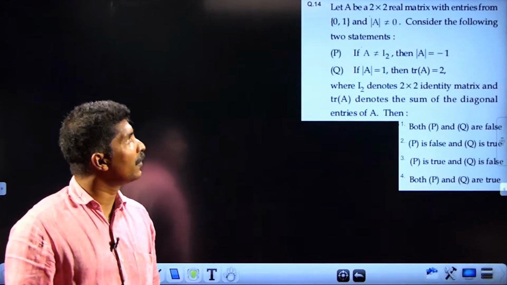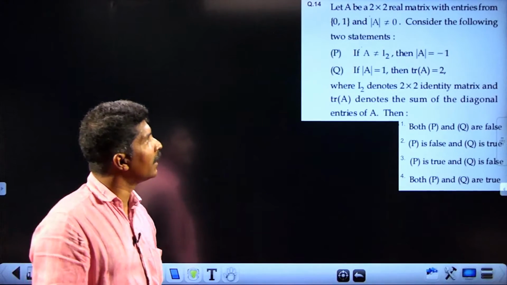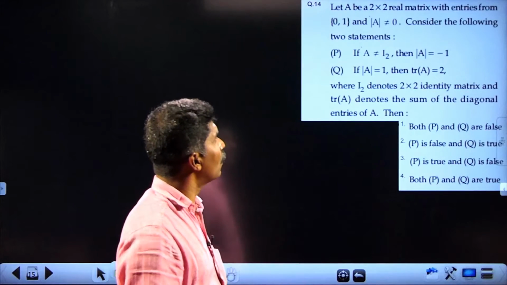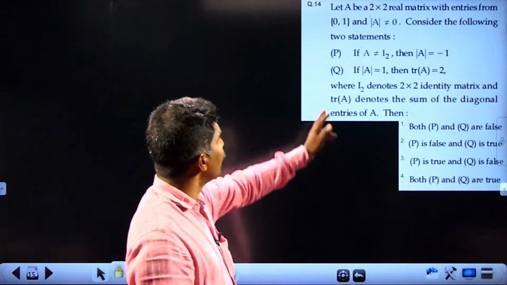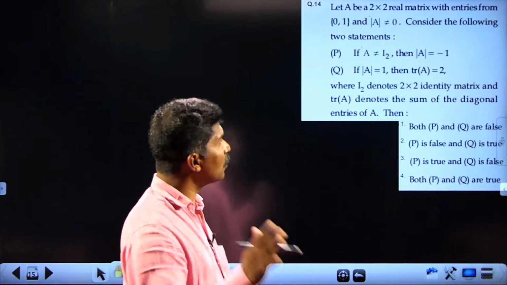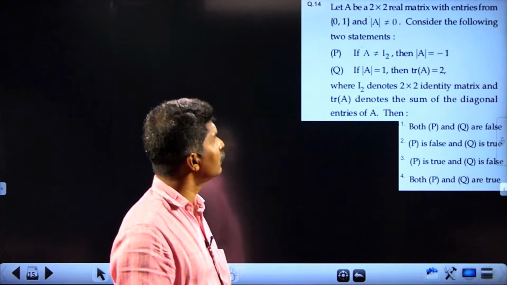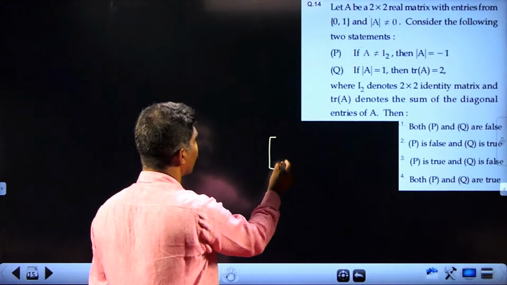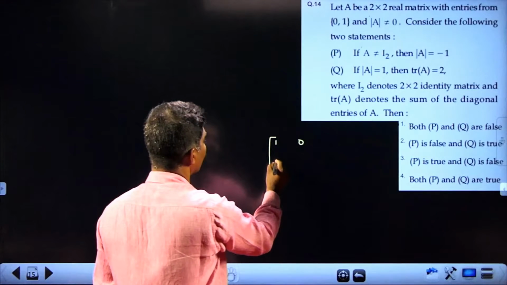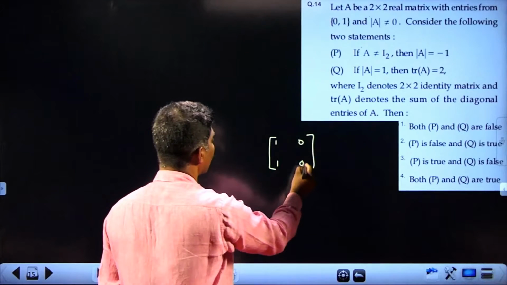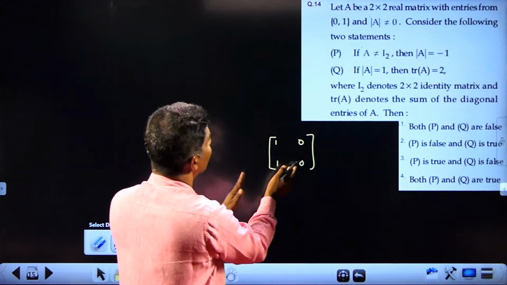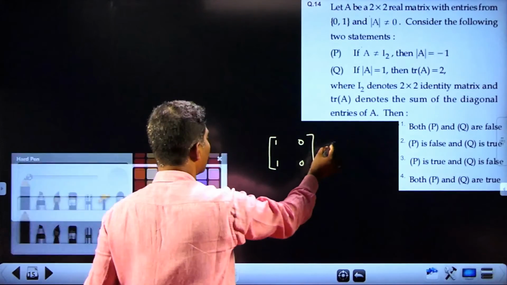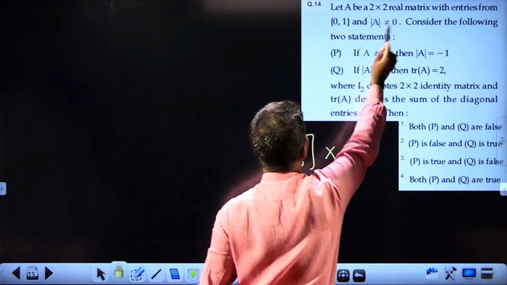Let A be a 2 by 2 real matrix with the entries from the set 0, 1. The entries are only 0 and 1 and determinant of A not equal to 0. Consider the following statements. P: If A not equal to I2, then determinant of A is equal to negative 1. Is it always true? A not equal to I2. Suppose that you write A as, let it be 1 0 1 0. What will happen here? If you write this one, the determinant of A is equal to 0. You cannot write like this. Determinant of A not equal to 0 means you cannot write like this.